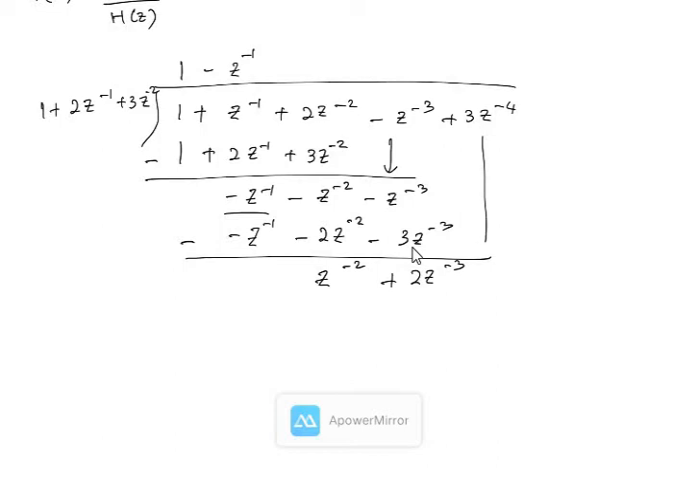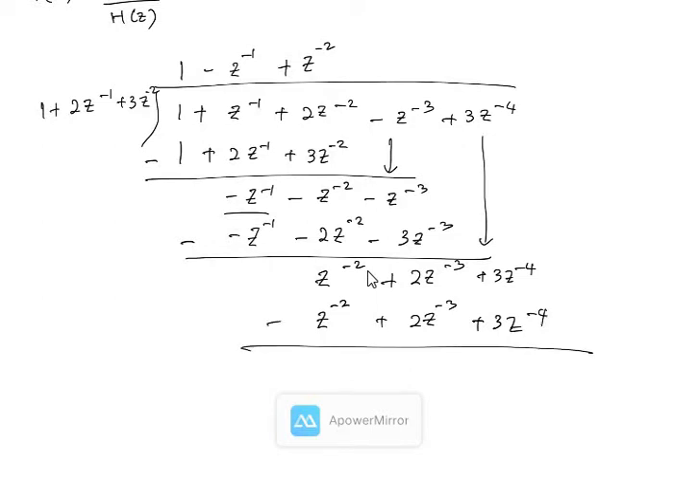And then we bring down this one, you get plus 3z power minus 4. Then how to get z power minus 2? So we can plus 2 z power of minus 2 plus 1 only. So you have this one is z power of minus 2. And then this one is plus with 2z minus 3. And then we have plus 3z minus 4.